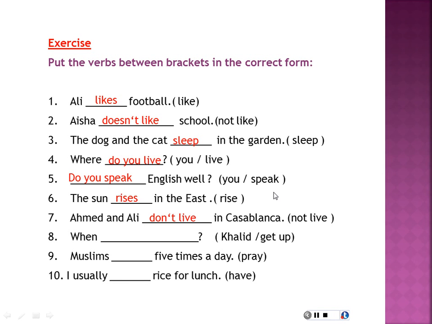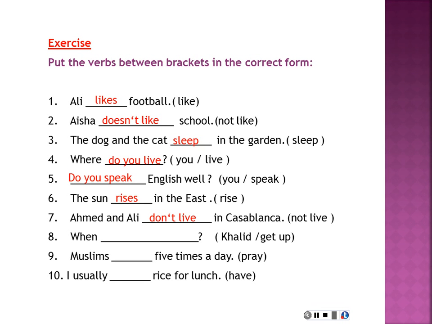Number 7. Oops, we've got the answers. Anyway, we'll explain it. Ahmed and Ali don't live in Casablanca, and in the brackets we have not live. So we have here again, it's like sentence 3. We have Ahmed and Ali, two subjects, so we use do plus not, do not live in Casablanca.